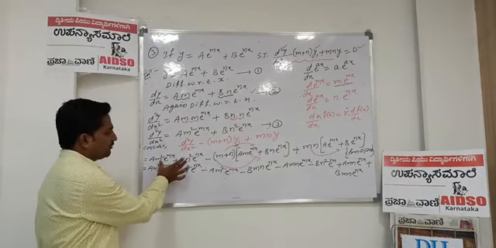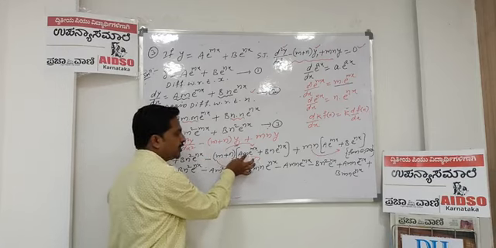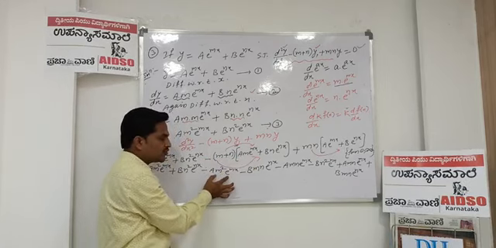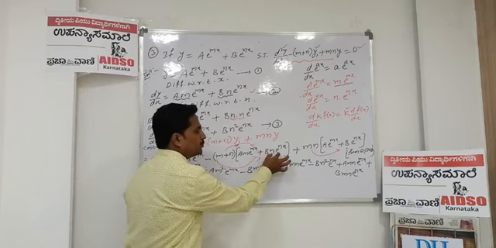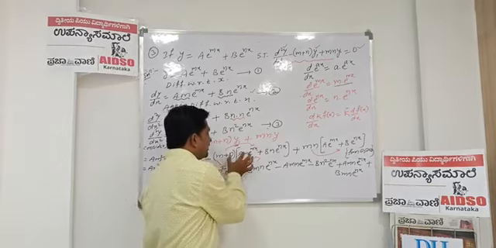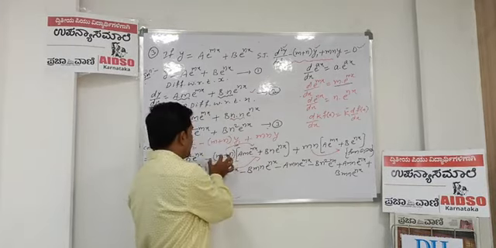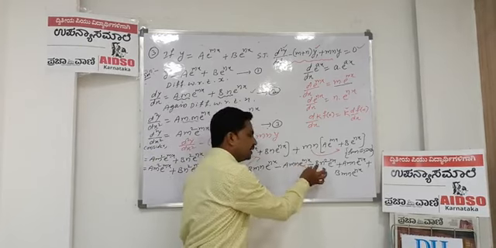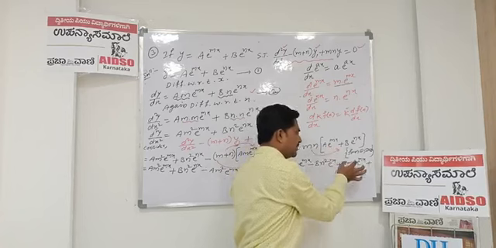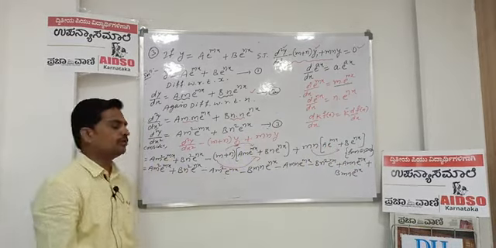So once again I am repeating, this we have kept as it is. Minus m into am e to the power mx is minus am square e raised to mx. Minus m into bn is minus bn e to the power nx. Minus n into am is minus amn e to the power mx. Minus n into bn is minus bn square e to the power nx. amn e raised to mx, and bmn e raised to nx, that we have multiplied.